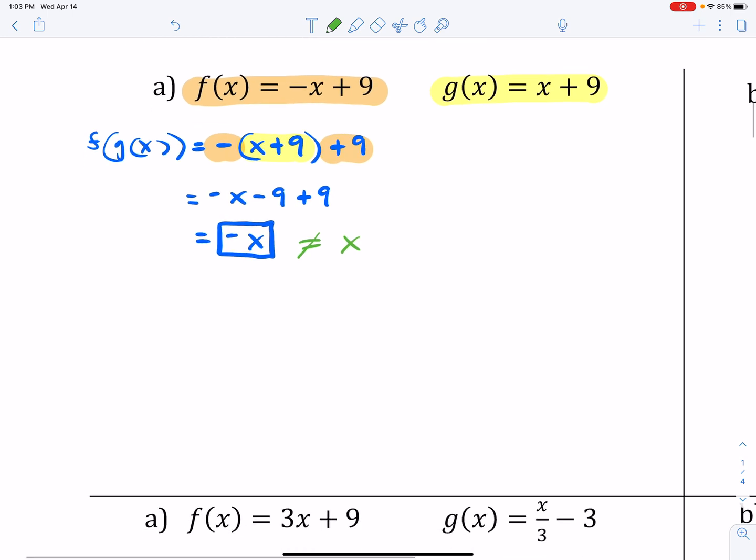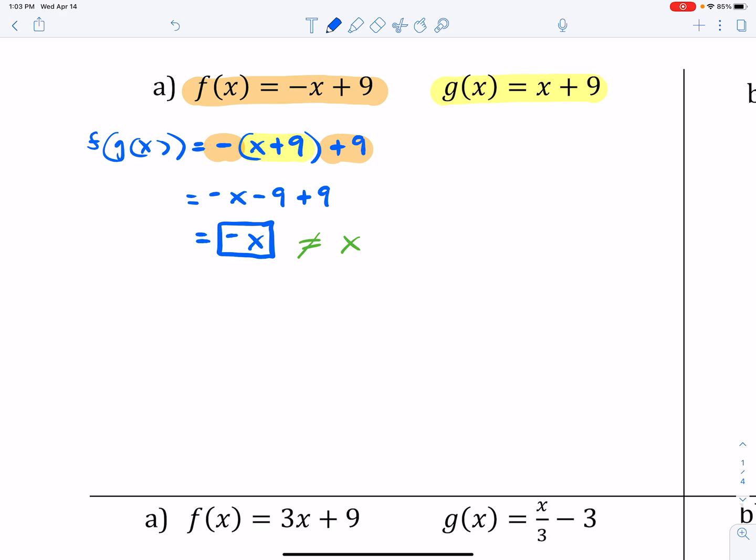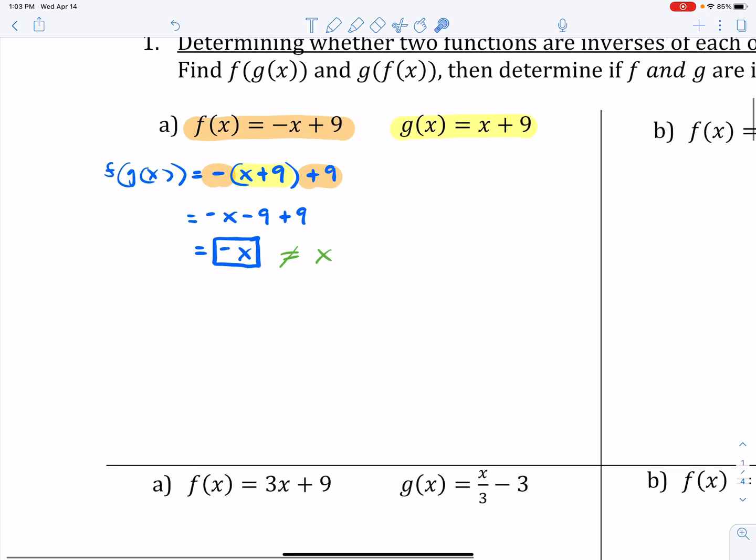I could probably say this is not going to be a function, or should I say these two functions aren't going to be inverses of each other is the more appropriate way of putting it. But now let's try g composed with f at x right here. Let's do this one. So we'll have g on the outside this time, and then we're going to have the f of x on the inside. So g is going to be x right here, so I need to plug this inside. So I will have negative x plus 9, and then on the outside I'll have plus 9.